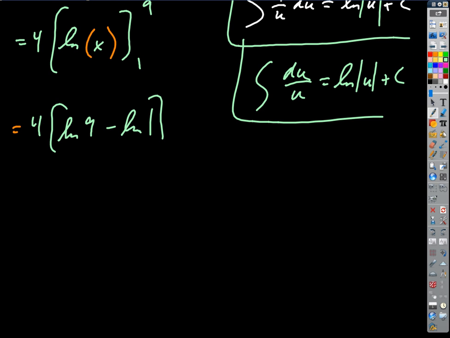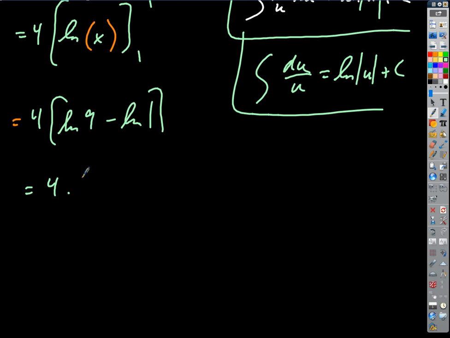So we just end up with 4 times the log of 9, because we know that the log of 1 is 0, right? And the log of 9, we could simplify that a little bit using properties of logs. I mean, that's fine. That's the answer. What could we do using properties of logs that would make that a little easier? We'd always like, with logs, we'd like to write the number stuck inside the logarithm.